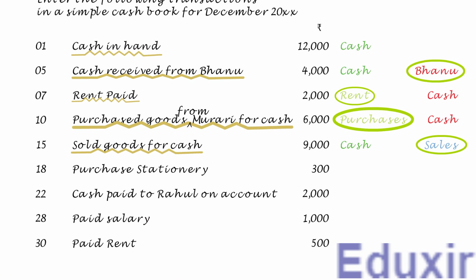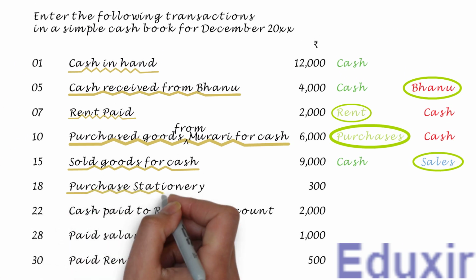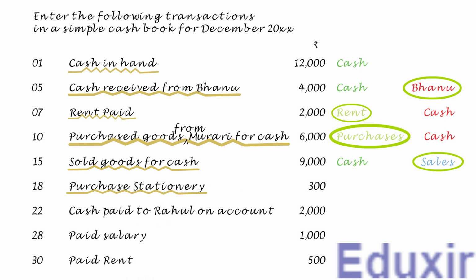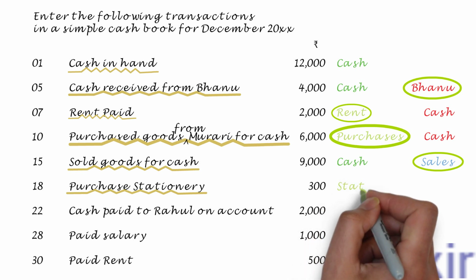In this transaction, the business has purchased stationery worth 300 rupees. As you know, the stationery is considered to be an expense for the business. Also, it is not specified that the stationery is purchased from any vendor or supplier. So, we can safely assume that the payment is done in cash. So, in this transaction, the business is incurring an expense named stationery. The rule to record an expense incurred is to debit the corresponding expenses account. In this case, the stationery account should be debited.